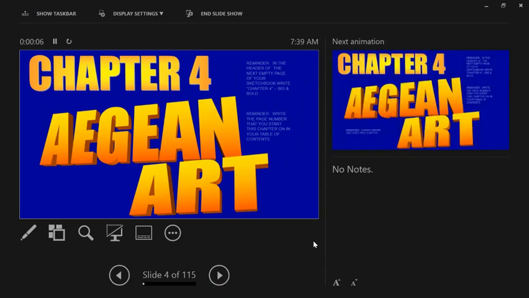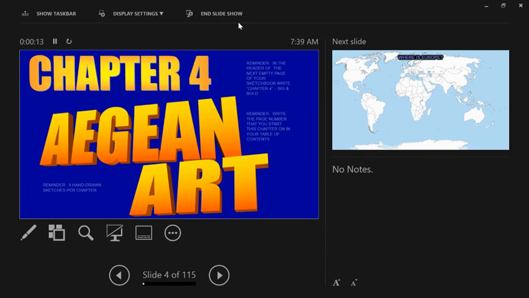A reminder to write this page number on your table of contents. And also a reminder of 5 hand-drawn sketches per chapter. Are we ready to go?